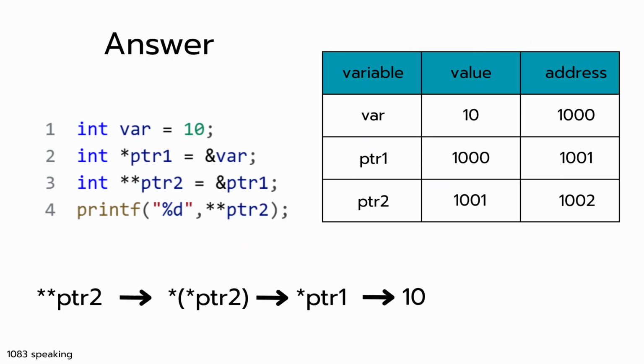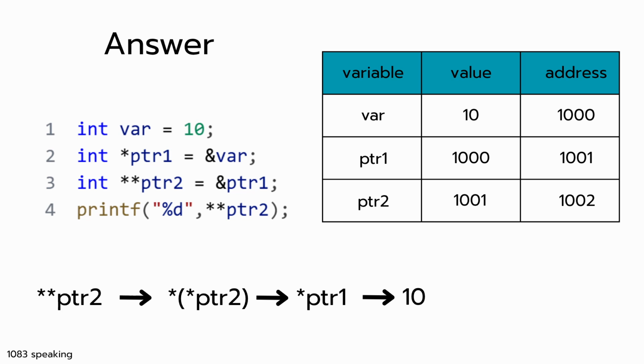Time is up. Let's look at the solution. Line 1: int var = 10. This initializes our base value. Line 2: ptr1 points to var. The value is 10. Line 3: ptr2 points to ptr1. This is the double indirection.